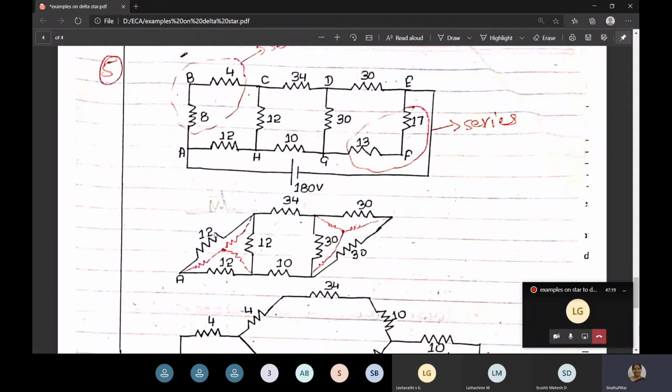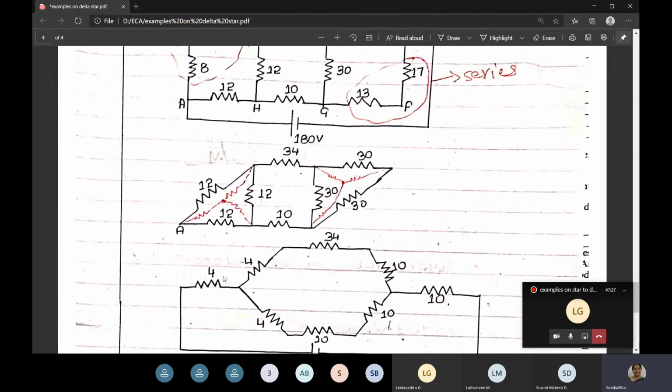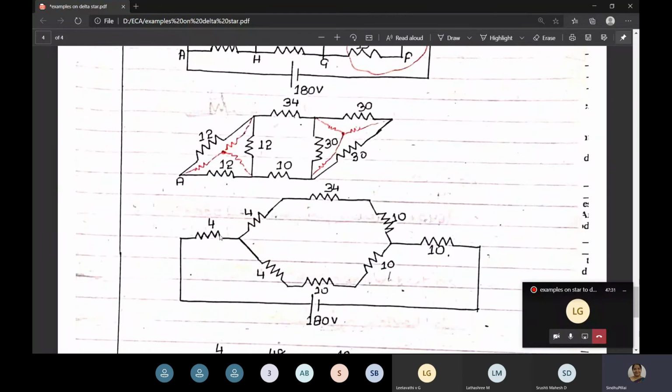So the branch will be 12 into 12 divided by 12 plus 12 plus 12. Here 30 into 30 divided by the summation of this 30. So the answer will be 4, 4 and 4. The star network I have put here 4, 4 and 4, and this as 10, 10 and 10. So what are the left resistances? That is 34 and 10. It should be written like that only. 34 and 10 is written the same.